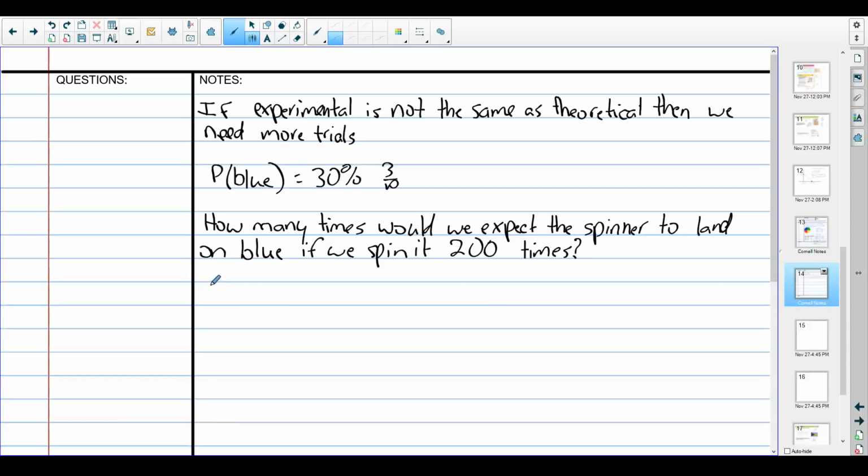Alright, there are 2 ways we can do this. Both ways start out with 3/10. We could either take the probability and multiply it by the number of trials. So 3 over 10 times 200. If we did this math, this would be 200 over 1, and then we multiply straight across. So 3 times 200 is 600. 10 times 1 is 10. And then if we simplify this, 600 divided by 10 is 60.